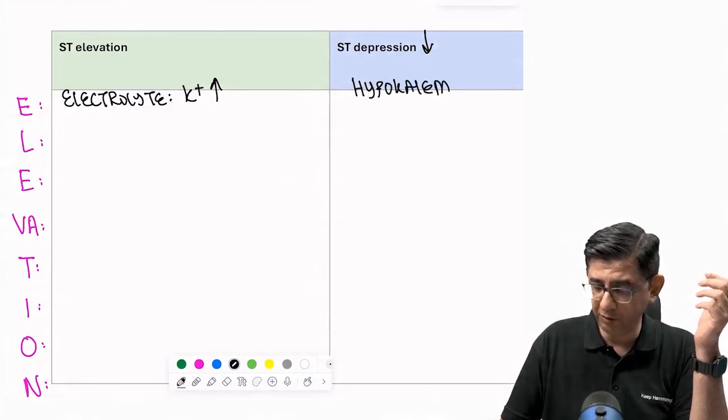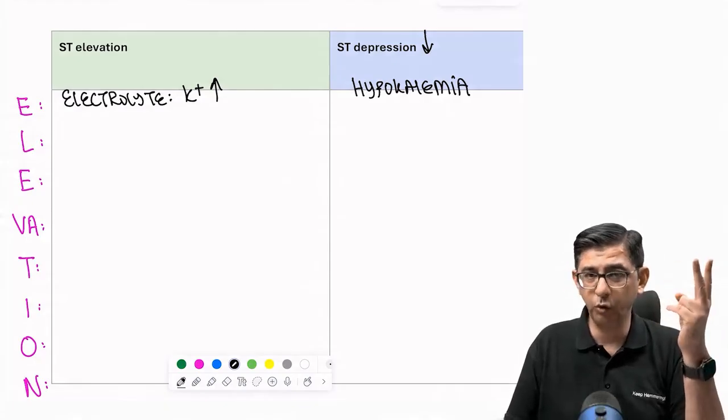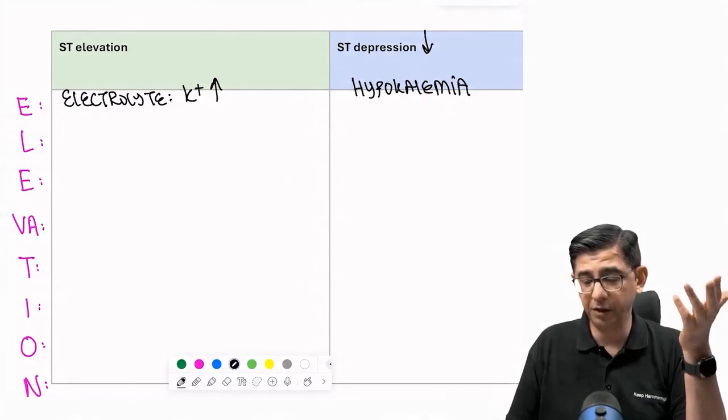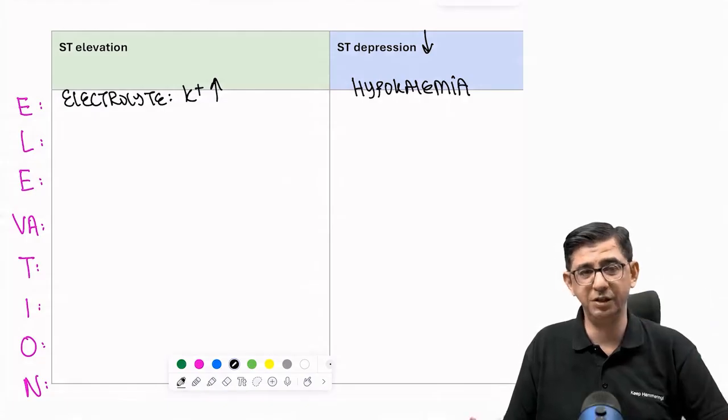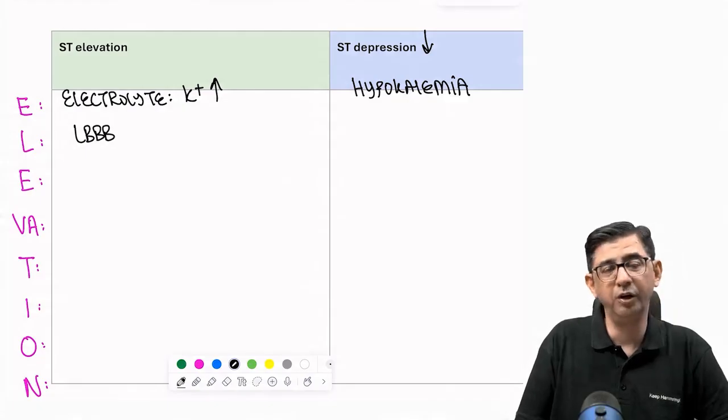More data for hyper and hypokalemia will follow, but for hypokalemia now you know two points, that you get a pseudo P pulmonale and you get an ST depression, whereas for hyperkalemia it is ST segment elevation. The next part is not to be remembered. This is only for completion of the mnemonic: left bundle branch block.